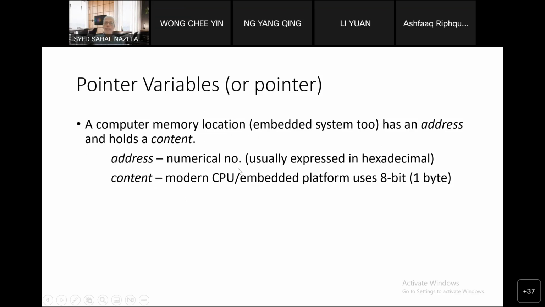The address is a numerical number normally expressed in hexadecimal, while the content of modern CPU or even embedded platform uses 8-bit. This is the common one. Each location, each address, only contains 8-bit, 1 byte only. So for larger data types, for example, the integer requires 4 locations, 4 bytes.